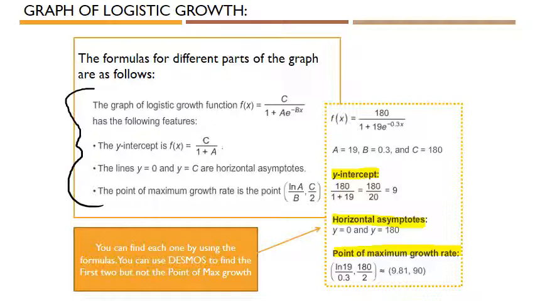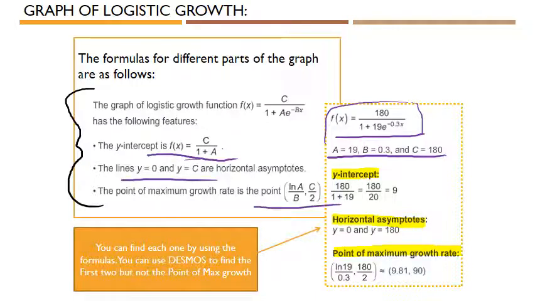I do have an example over here on the side, where you're given this logistic growth function with these A, B, and C values. Using these formulas, we have the y-intercept, horizontal asymptotes, and the point of maximum growth. All we're doing is plugging your A, B, and C into these formulas. That's it. Let's look at some examples of each one of these.